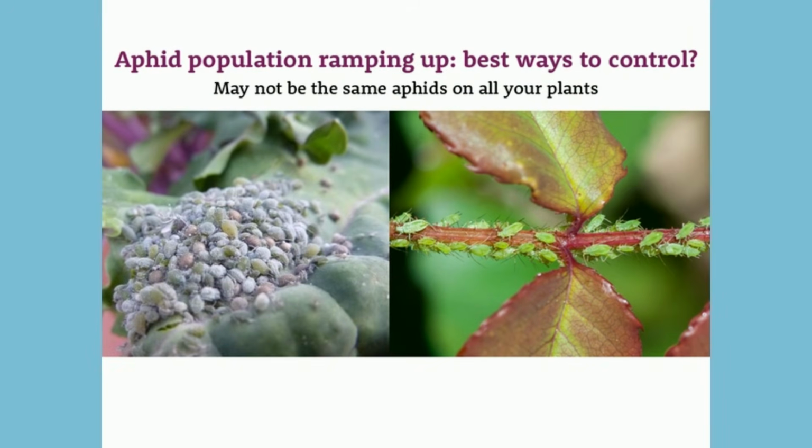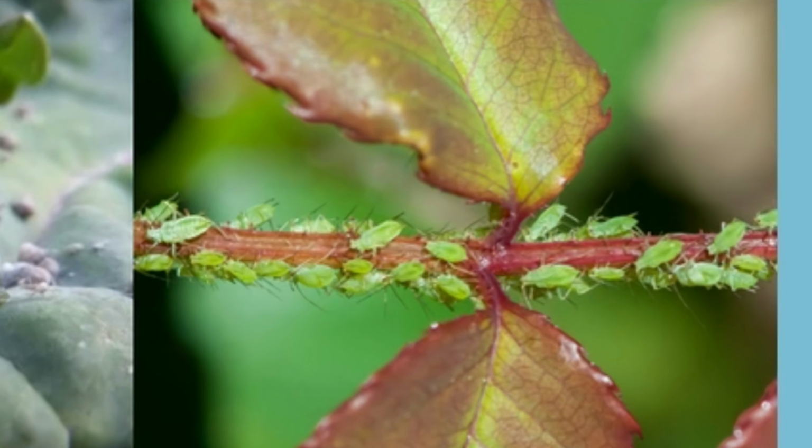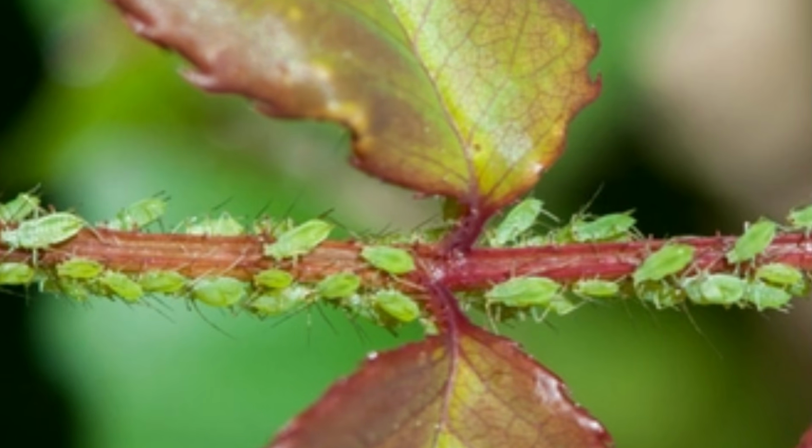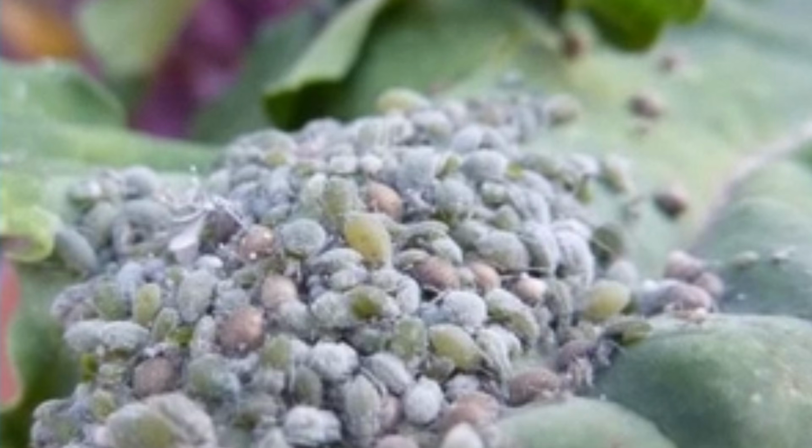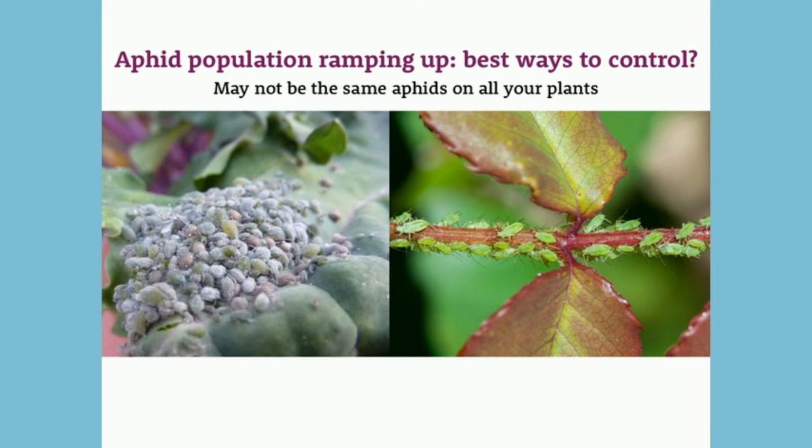For those of you who are new to aphids, on your screen are two different types of aphids. The one on the right is just your average green aphid. It's on a rose stem. And the aphid on the left is what's called a cabbage aphid, which is very particular to the cabbage family. And it's gray and it's gross and it mounds up and looks like a dirty pile of nastiness.